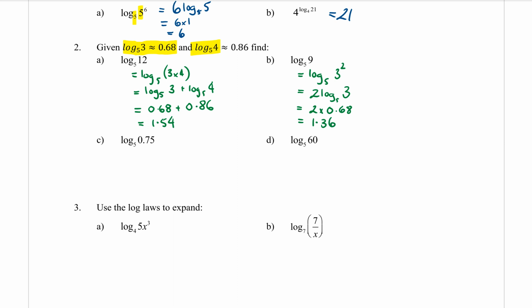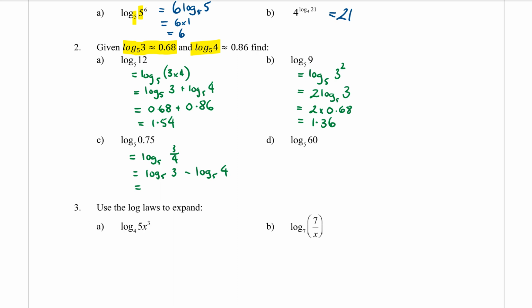Part C, we have log base 5 of 0.75. Okay, so remember 3s, 4s, and 5s is what we want to try and use here. So the decimal 0.75 is the same as the fraction 3 over 4. Okay, so we have log of two things divided, which means we can use the second law to change that to be 2 logs that are subtracted. So that's log base 5 of the top number, which is 3. Then you do minus log base 5 of the bottom number, which is the 4.